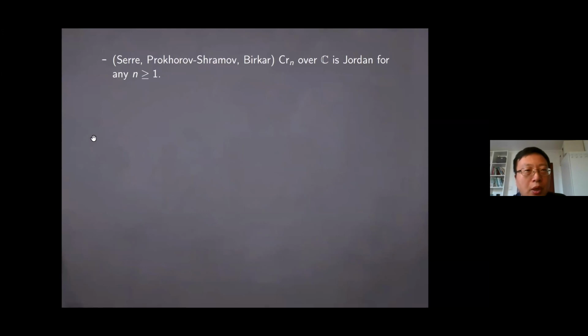Okay, so let's recall the proof of this. Serre's question is now a theorem. Serre asked: is the Cremona group of rank n over C Jordan? He proposed this and it was proved for n equals 2. Prokhorov and Shramov proved it for n equals 3, and, assuming the BAB conjecture, for any n. After Birkar proved the BAB conjecture, the problem was settled. So the Cremona group is Jordan, even though we know the Cremona group is a very large group, much larger than an automorphism group.